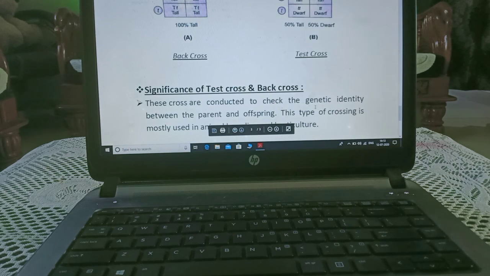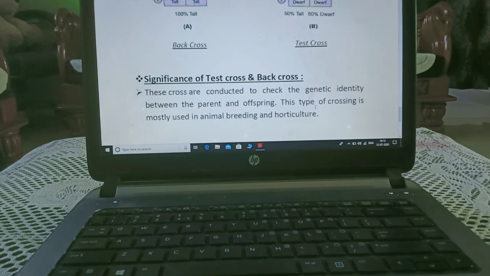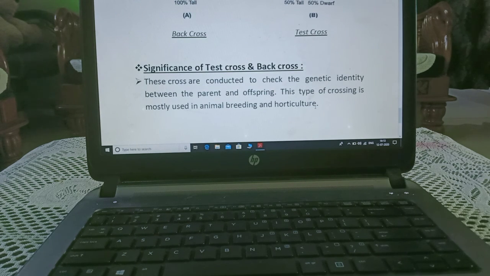Now, the significance of test cross and back cross. These crosses are conducted to check the genetic identity between the parent and the offspring, and this type of crossing is mostly used in animal breeding and horticulture also.